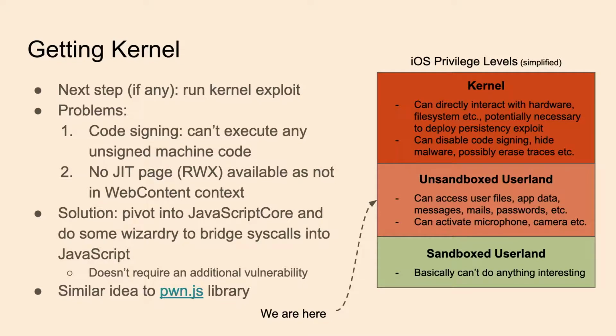What I did here is I basically pivoted into JavaScriptCore, which is the JS library. You can use it from any app also. Then I'm just bridging these calls into JavaScript and implementing the kernel exploit in JavaScript. This does not require any more vulnerabilities, so you do not need a JavaScriptCore bug to do this. The idea is very similar to pwn.js. Maybe some of you know about that. It's a library, I think, initially developed for Edge because they did something similar with JIT page hardenings.